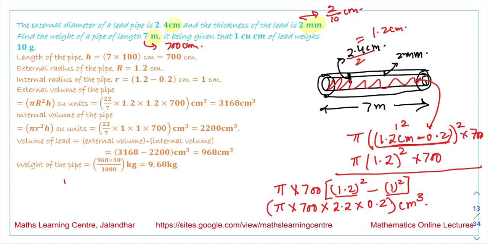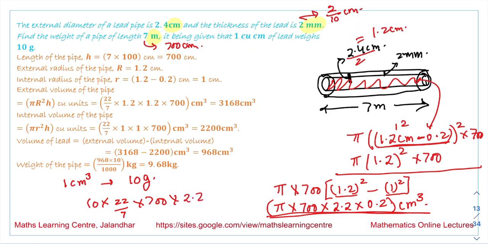Next, it is given that 1 cubic centimeter of lead weighs 10 gram. So this much cubic centimeter of the lead will weigh 10 into 22 by 7 into 700 into 2.2 into 0.2. This 7 gets cancelled. It is 100 over here. And when we solve this value, we will get 9680 grams, and that is equal to 9.68 kg. This is our final answer.